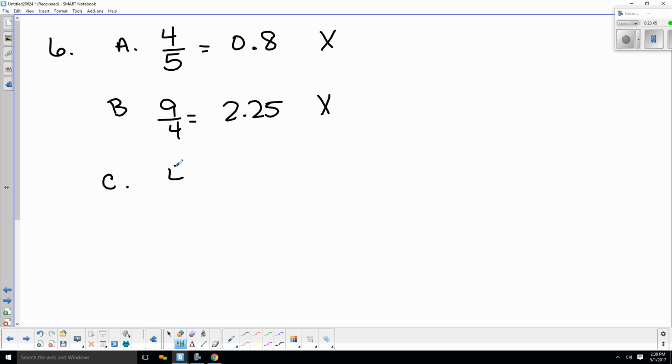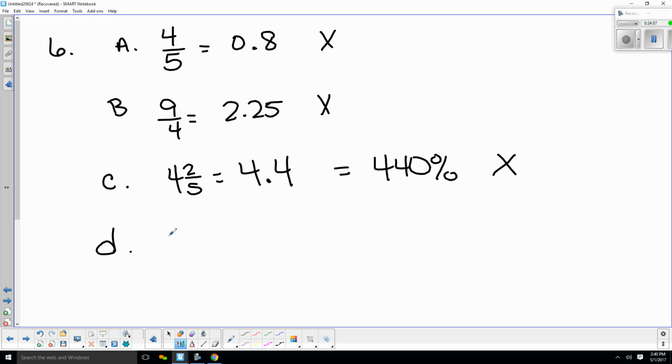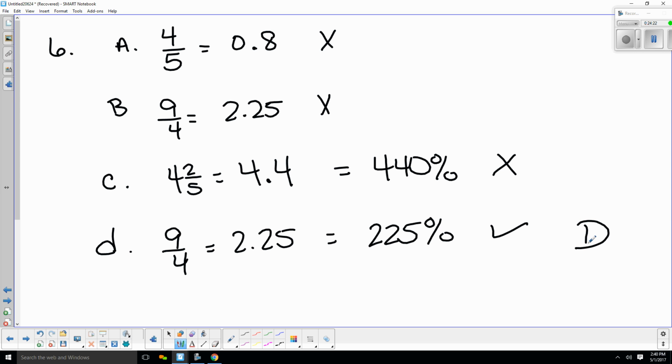C, if I take that fraction of 4 2/5, divide it, I'm going to get 4.4. Now, they got 4.4, but they got it as a percent. So if I change this decimal to a percent, that's going to be 440%. So that is not correct. And then D says 9 over 4. Well, we just did that. We said that was 2.25. And when I look at my answer, they change it to a percent. So that is 225%. So D is your answer there.